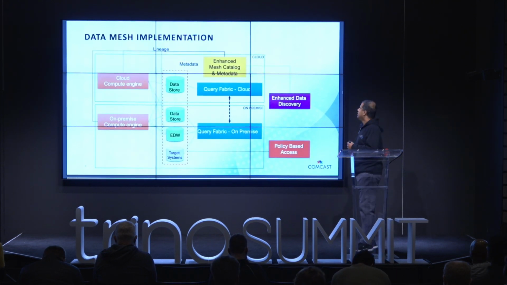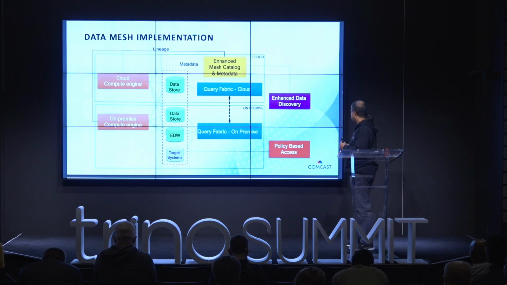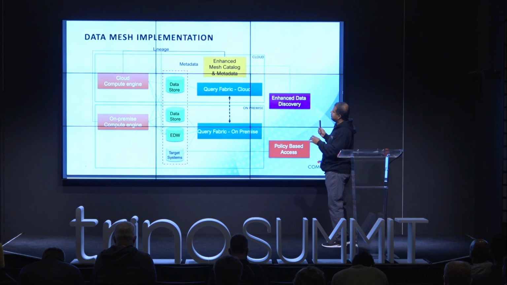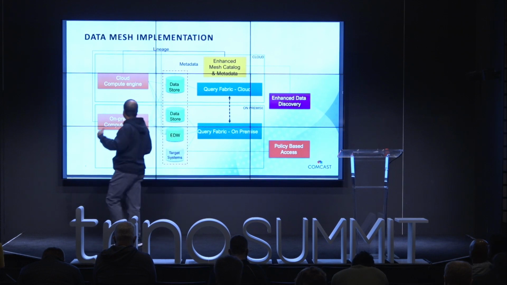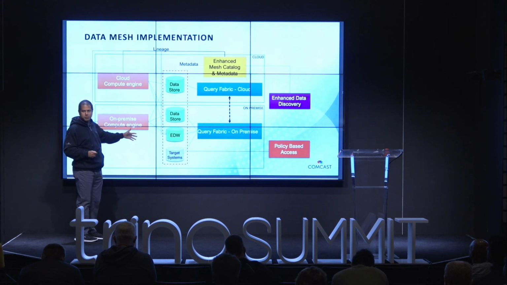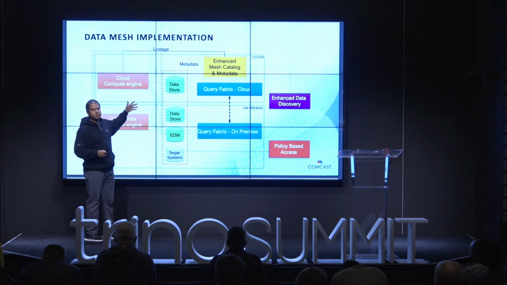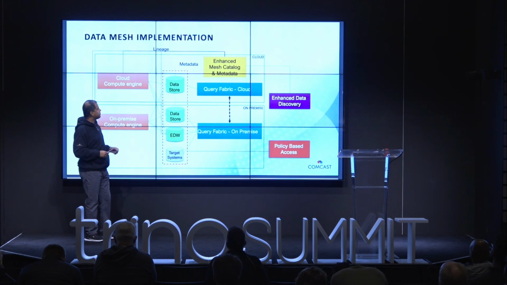So now let's look at a theoretical architecture for this data mesh implementation. What we are showing here is that there could be compute engines, which is what is shown here. They could be in cloud or on-prem. And we have all the different data stores. Again, in cloud or on-prem, doesn't matter. And similarly, Query Fabric, which is our Trino implementation, that can be hooked into, again, the same data stores.